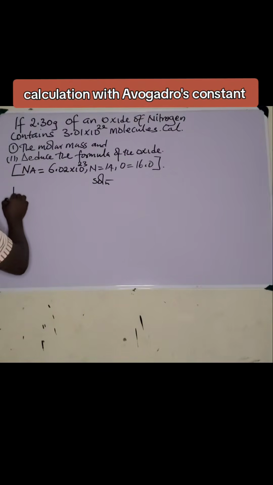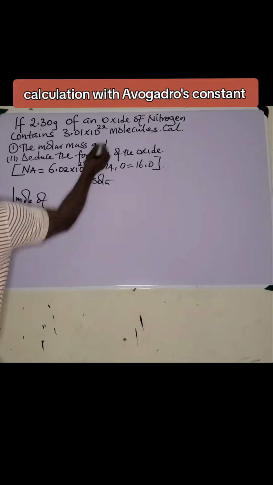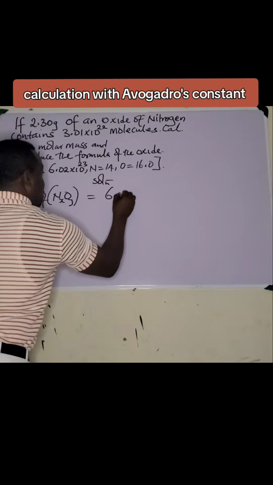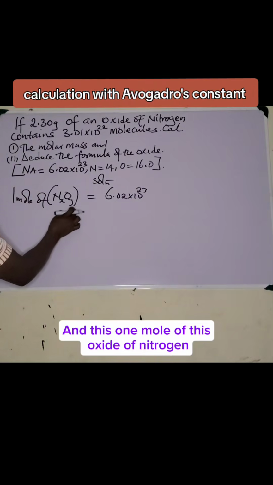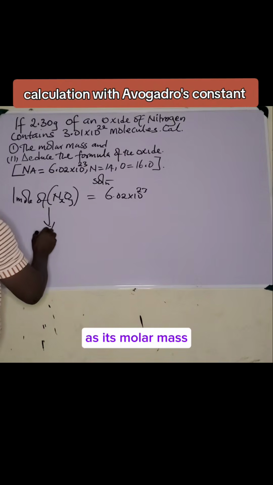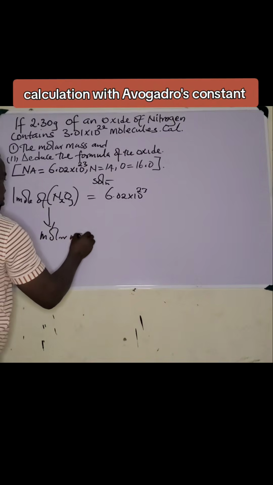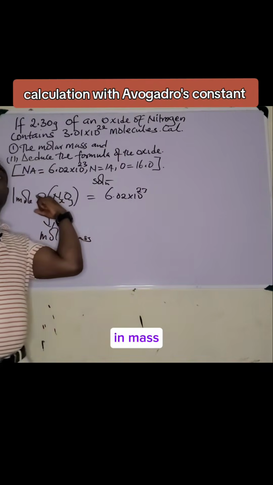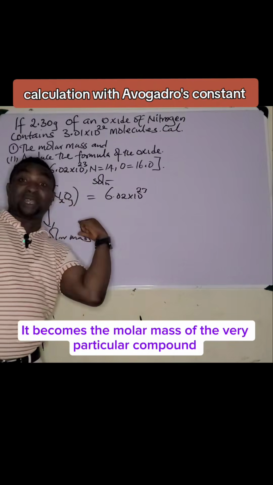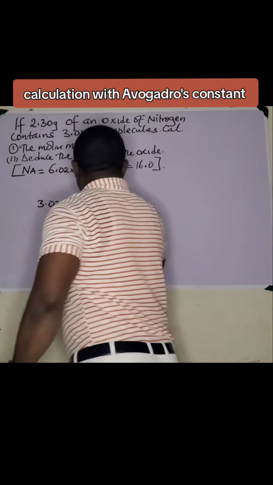We are saying that 1 mole of the oxide of nitrogen is equal to 6.02 times 10 raised to power 23. And this 1 mole of this oxide of nitrogen is the same thing as its molar mass. If I can determine what this Avogadro's constant will give me in mass, it becomes the molar mass of this very particular compound.